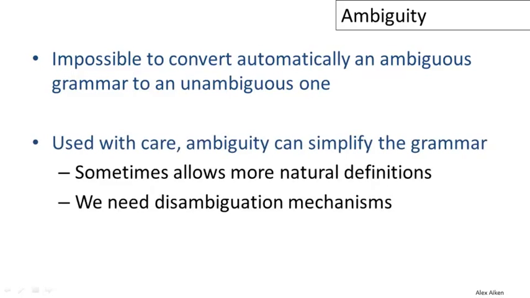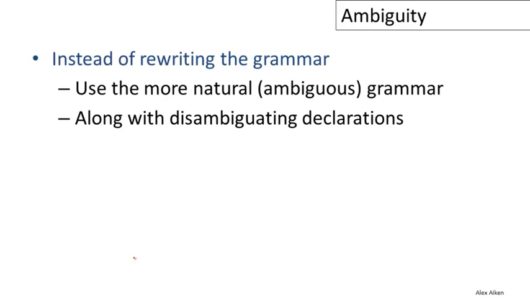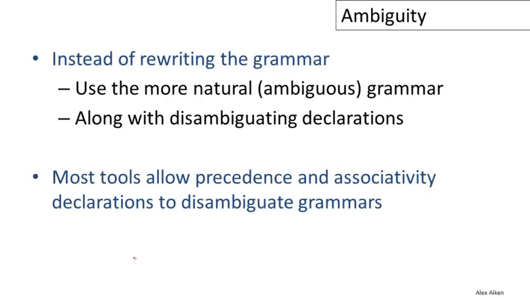A possibility is to try to somehow live with the ambiguity, because that would allow us more natural definitions. But then we would need some disambiguation mechanism. We need some way to tell which parse tree we want when more than one parse tree is possible. In fact, most practical parsing tools adopt this second approach. So instead of rewriting the grammar, we use the more natural ambiguous grammar, and the tool provides some kind of disambiguating declarations. The most popular form of disambiguating declarations are precedence and associativity declarations.